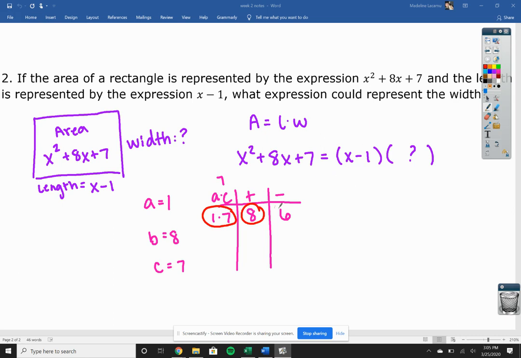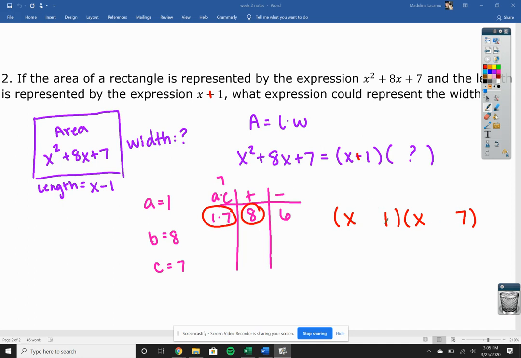Something's wrong with this problem, actually. This should be a plus. Yeah, it should be a plus. So we know our factors are going to have x, and then we know we're going to have a 1 and a 7.